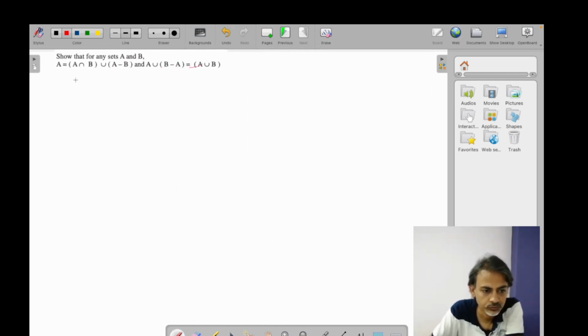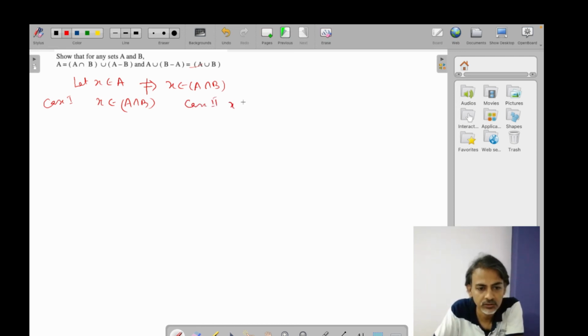Alright. So what we do is, we start with: let X be an element of A. When X is an element of A, we cannot say that X is an element of A intersection B, because it may be an element, may not be. So there arise two cases. Case one would be X is an element of A intersection B. And case two would be X is not an element of A intersection B. So we'll try to solve these cases one by one.